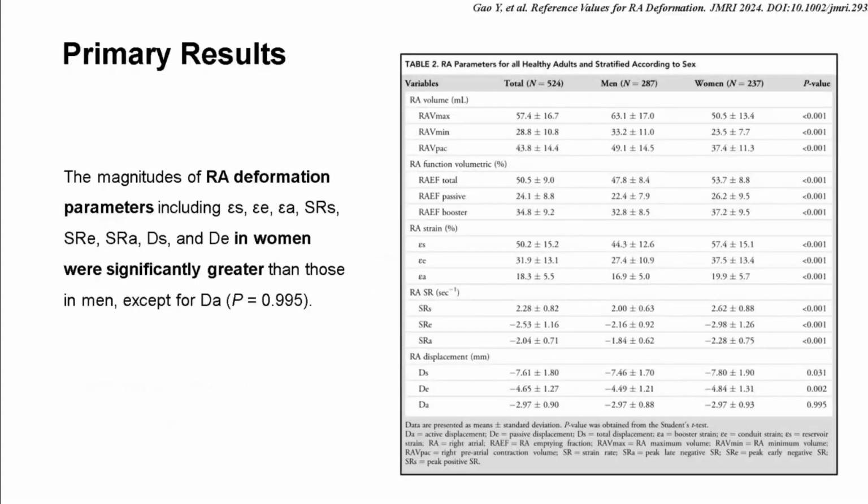Primary results: the normal values of RA volumetric and functional parameters for both sexes are shown in this table. Men had significantly greater RAV max, RAV min, and RAV pre-A, and significantly lower RAEF total, RAEF passive, and RAEF booster. The magnitudes of RA deformation parameters including epsilon S, epsilon E, epsilon A, SRS, SRE, SRA, DS, and DE in women were significantly greater than those in men, except for DA.